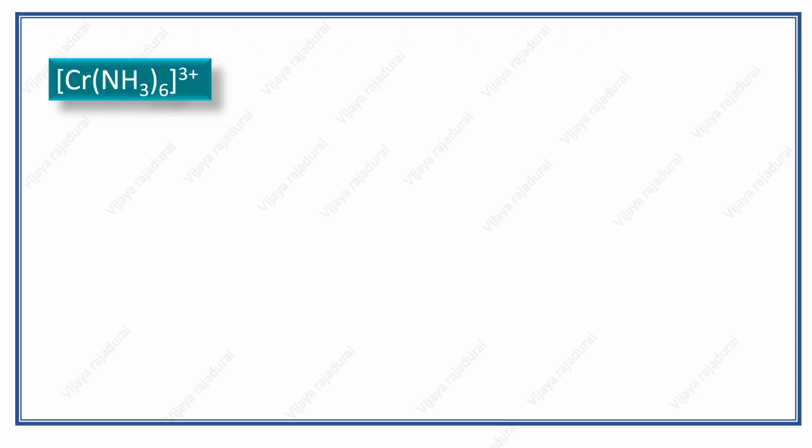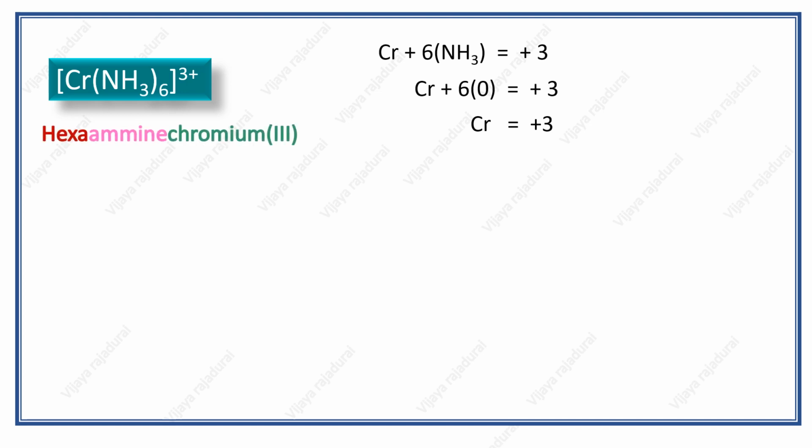First, we consider this complex, [Cr(NH3)6]3+. Next, we have to calculate the oxidation state of chromium in this complex. For this, we take the complex like this: chromium plus 6 NH3 is equal to +3. The oxidation state of ammonia is 0. Substituting this value in the equation, we get the oxidation state of chromium as +3. The name of the complex is hexaamminechromium(III).